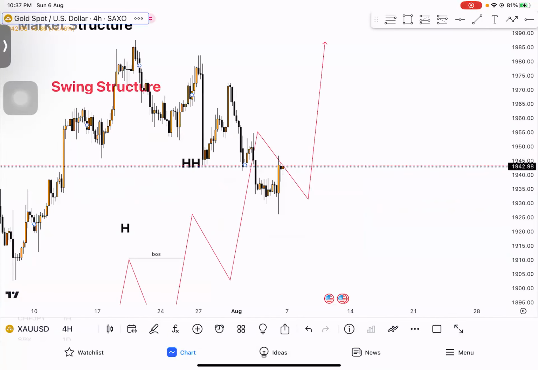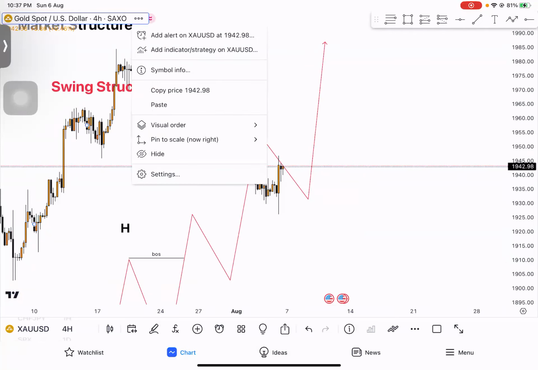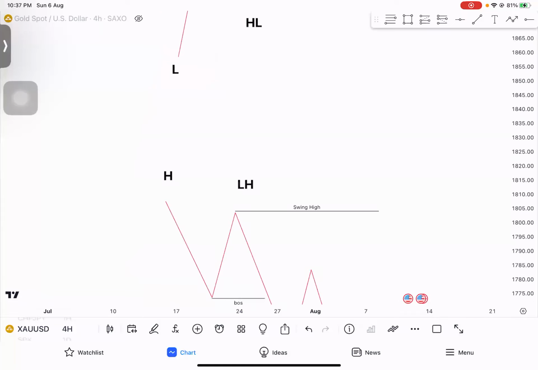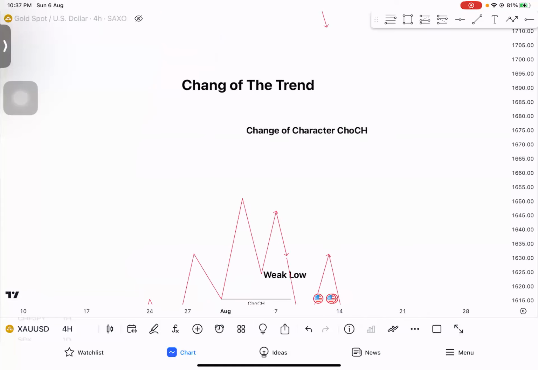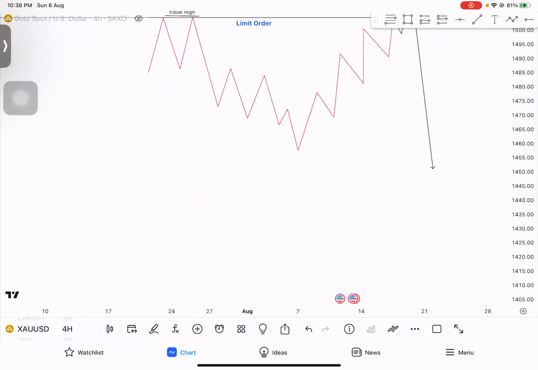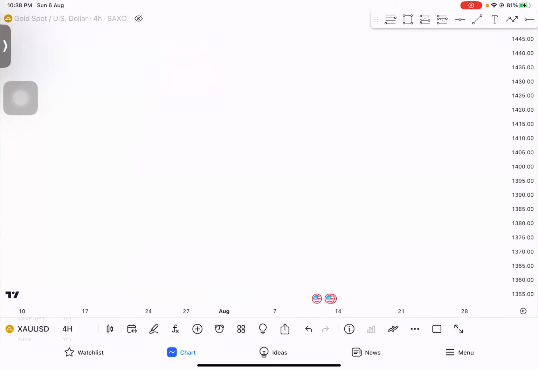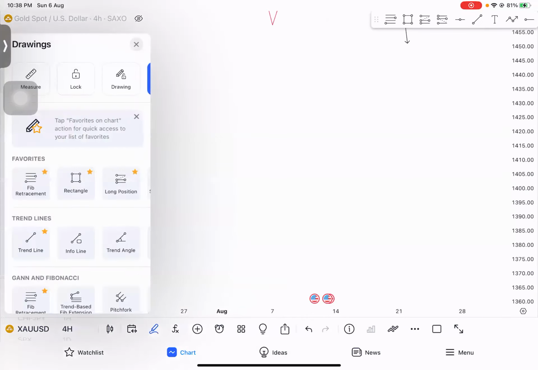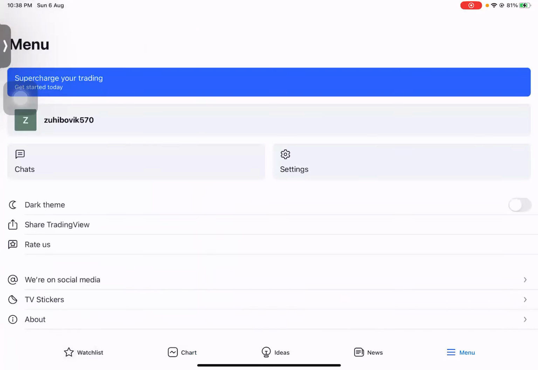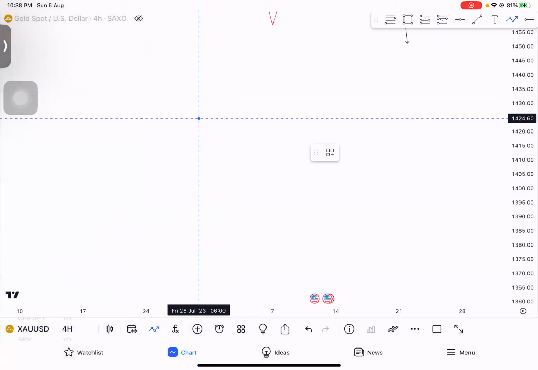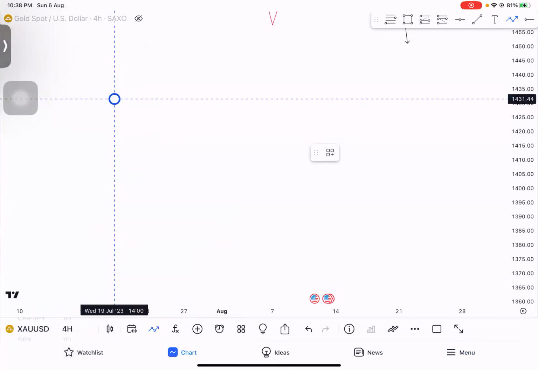Okay, we're back to the second structure model, the structure high and structure low model. This is the second model I would like to share with you guys. For the same thing, this on the structures is also a trap. Usually it will come down first.